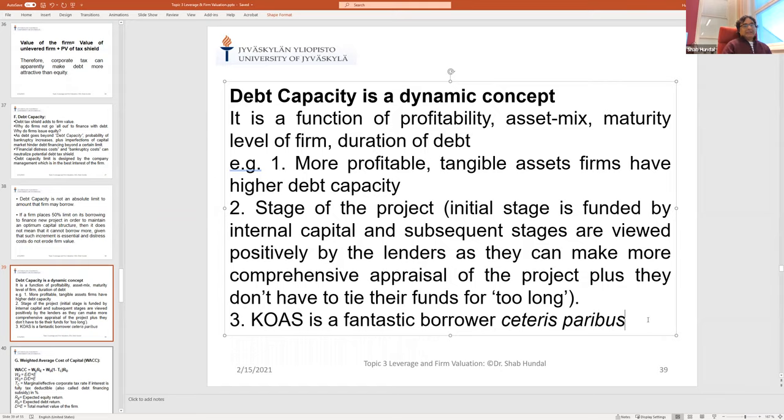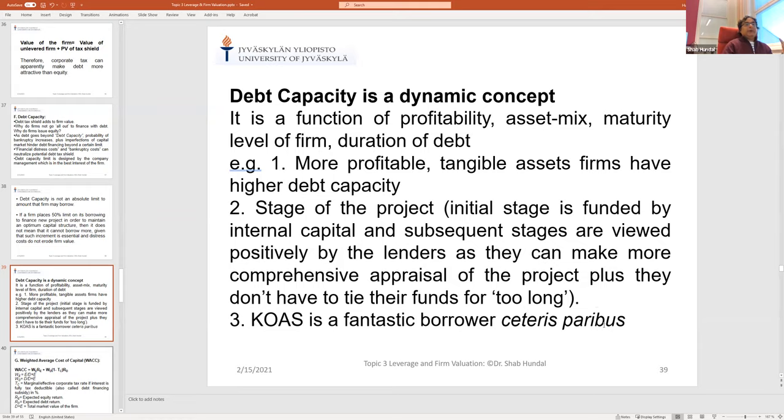So the operating cash flow, their operational expenses are very much moderate. And also I see that for this company Kuwas, most of their assets are tangible. Their main asset is the building, the tangible assets, which can be used as collateral.